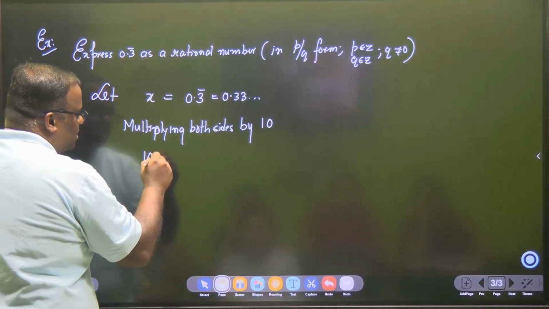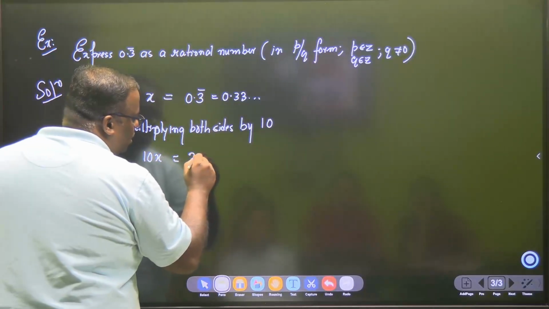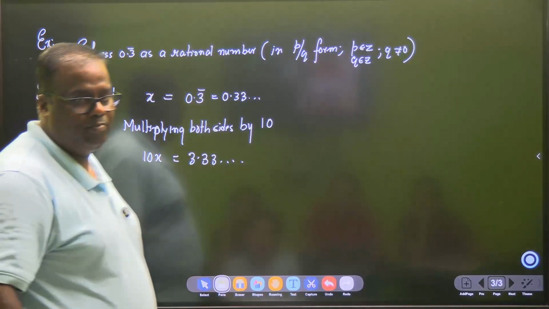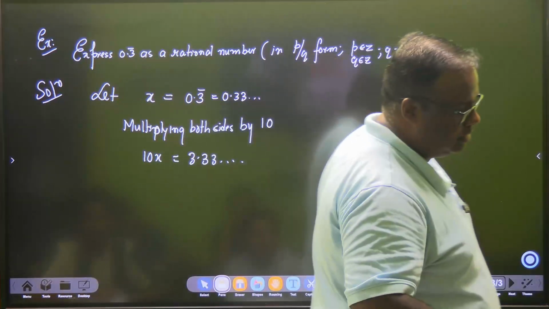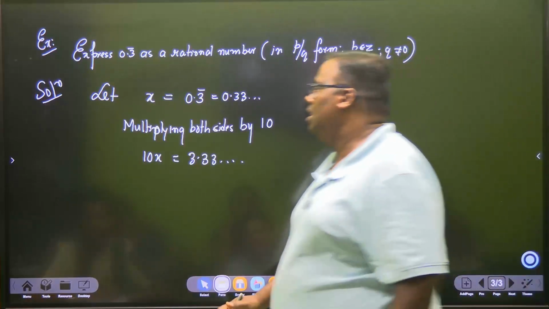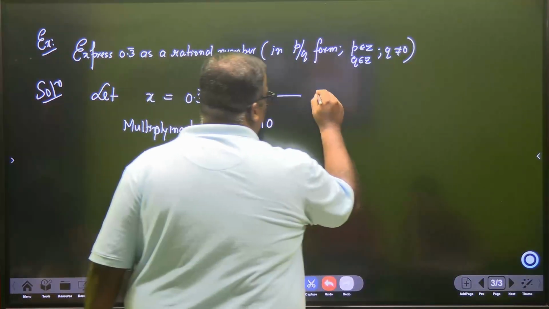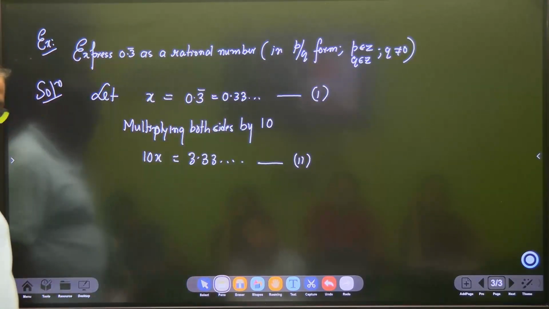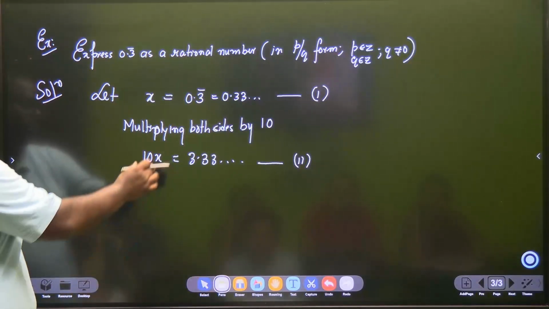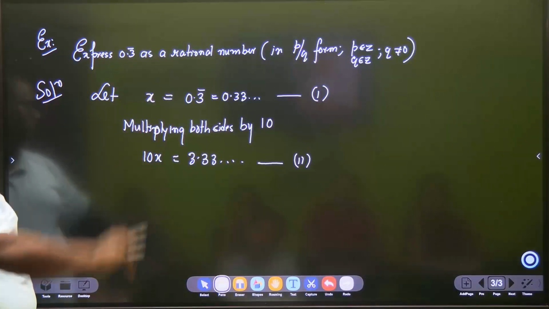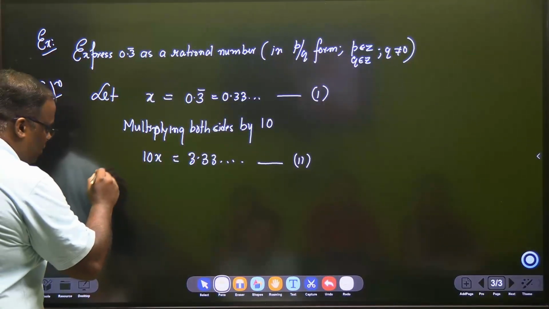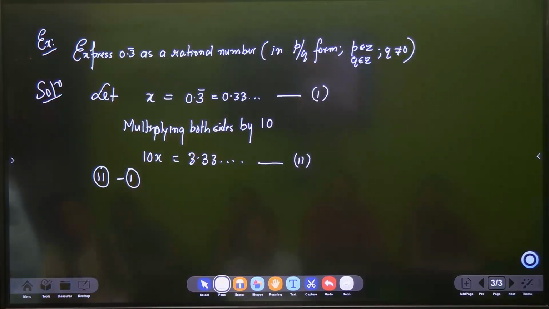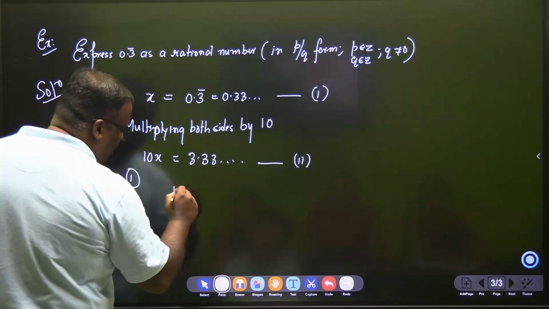You get 10x is equal to 3.33 dot dot dot. Do you agree? Agreed? Let this be your statement 1 and let this be statement 2. Now we'll perform an operation. Which is bigger, 10x or x? 10x. So we will do 2 minus 1. Agreed?